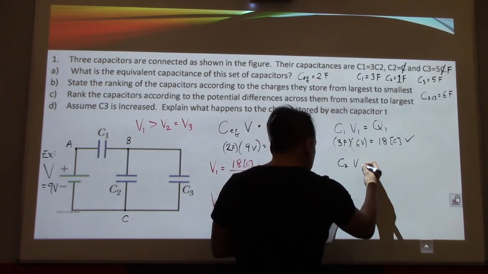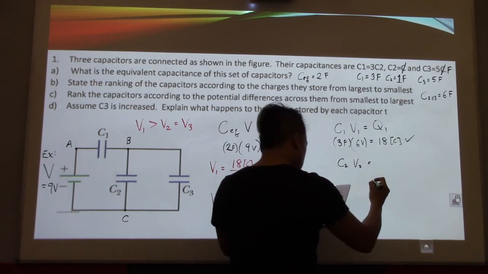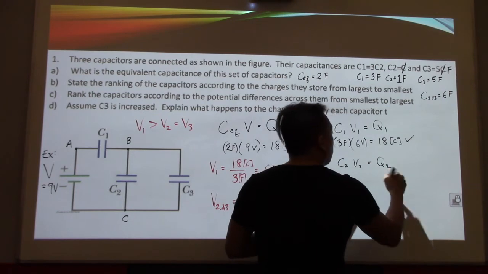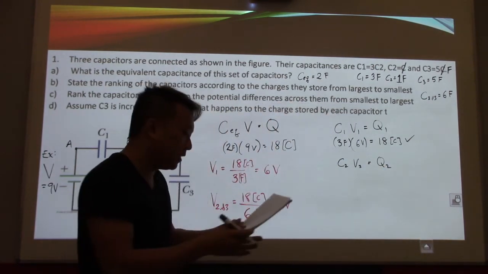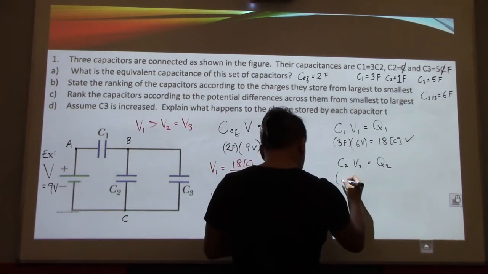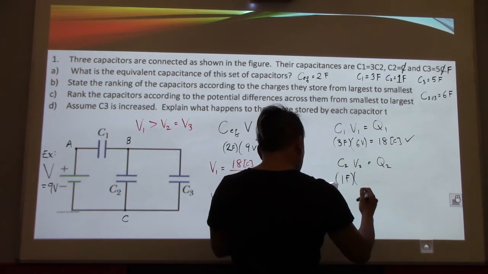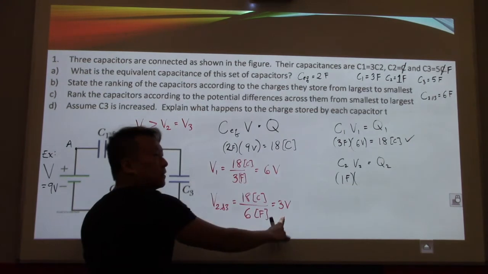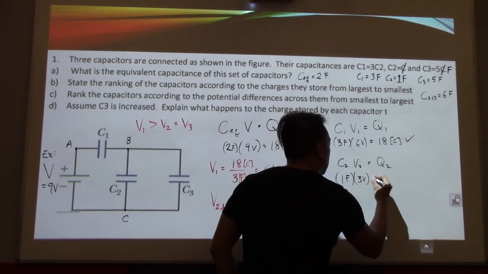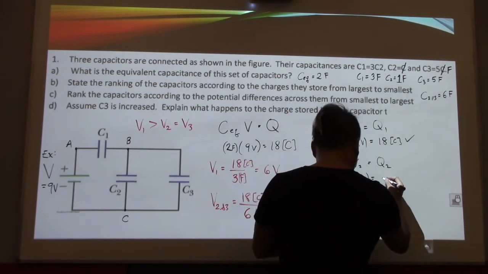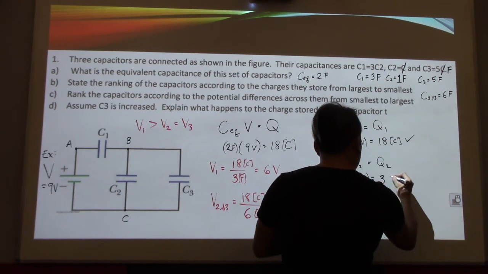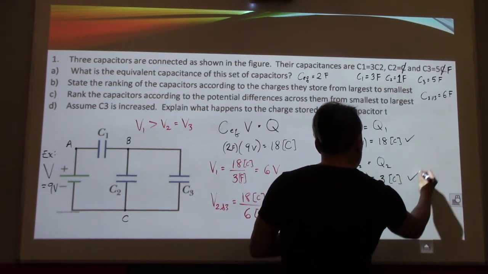C2V2 equals Q2, because I want to figure out how much charge is on the second one. So that's going to be 1 farad times a voltage of 3 volts, equals 3 coulombs of charge. Okay?